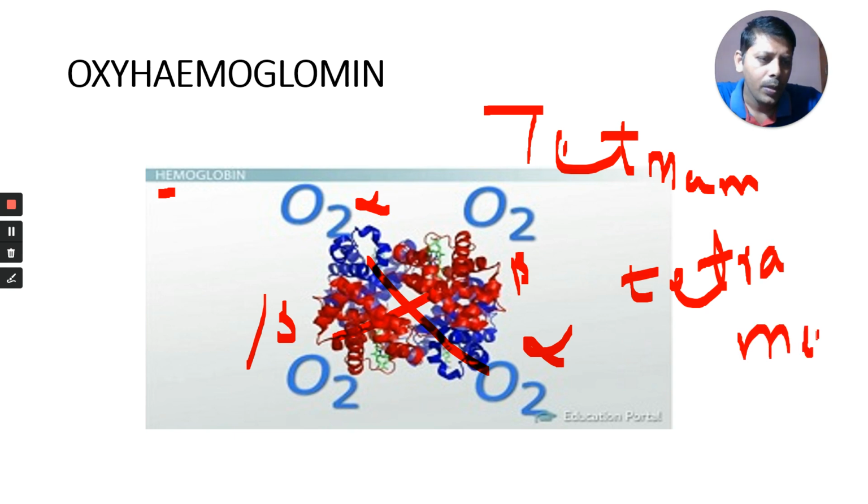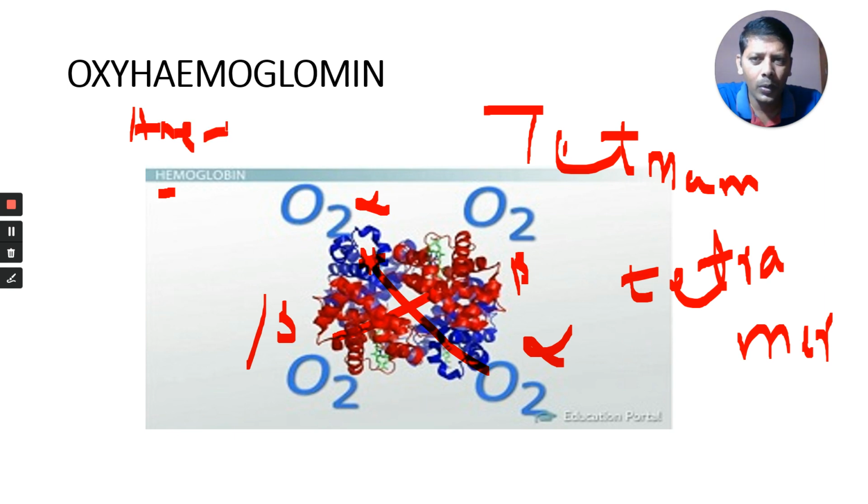Hemoglobin is a tetramer. It consists of four polypeptide chains. It is a conjugated protein because it has a heme and it also consists of globin protein. It consists of four polypeptide chains, two alpha chains and two beta chains, and each chain consists of one heme. In each chain there is one heme group.